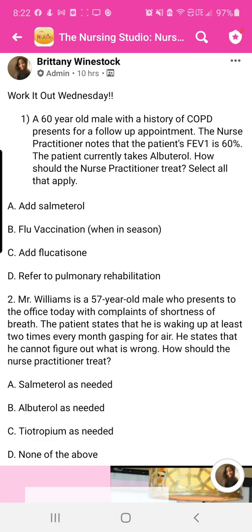So again, the stem of the question states, how should the nurse practitioner treat? So we're going to take a look at what's going on. So he's 57. He's having difficulty with breathing. His shortness of breath is causing him to wake at least 2 times every month, gasping for air. So it puts you in the mind of asthma. So therefore, then you think of the asthma stepwise approach.